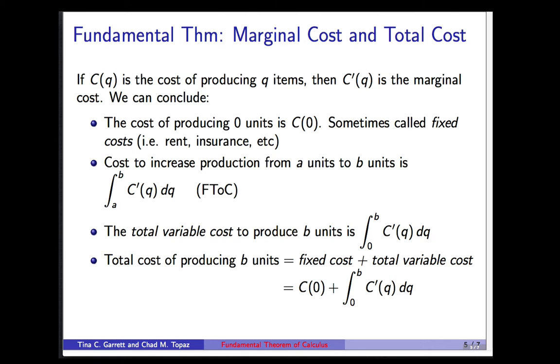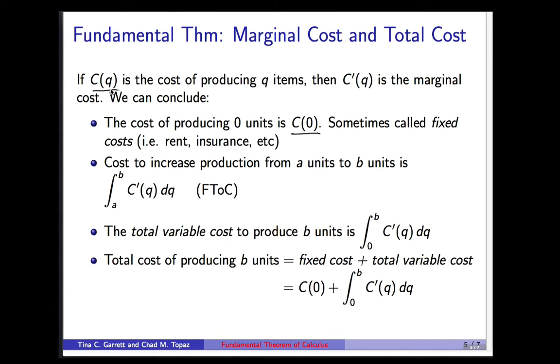So we can conclude a couple things. The cost of producing 0 units we'll call C of 0. That's a pretty straightforward application of what the function C of Q means. And you might think, well, it shouldn't cost you anything to produce nothing. But if you've got a factory, these are sometimes called fixed costs. So you need to rent the building, you might need insurance. Before you actually hire people and buy materials and start producing something, you have some fixed costs. You need those costs to be paid regardless of how many items you're producing.